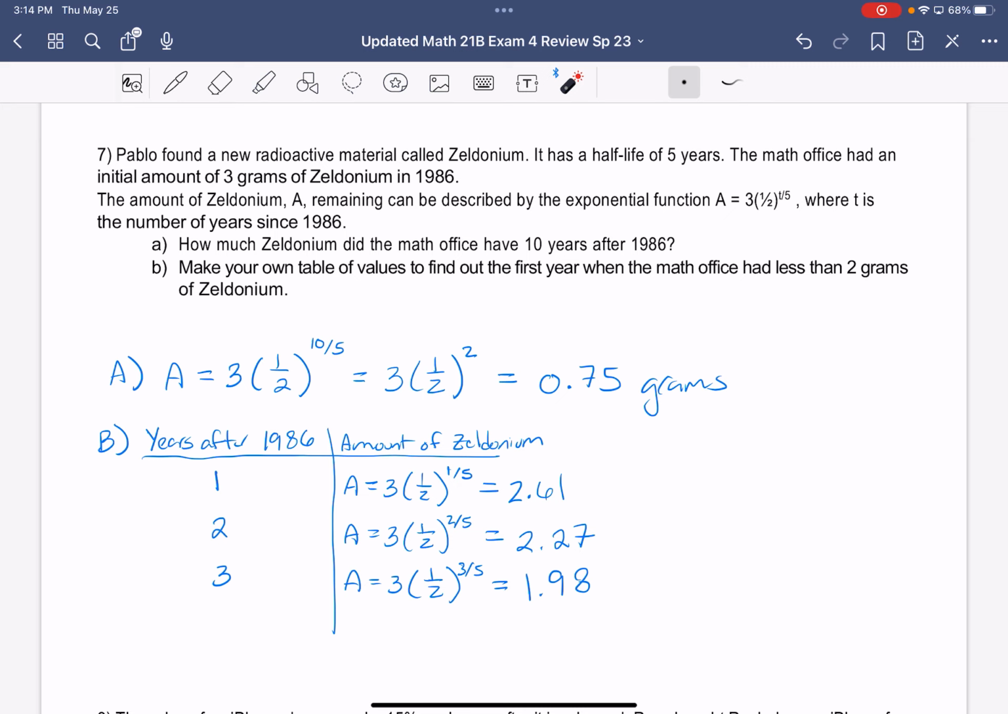But we can't just say 3, right? We need to say what year we're in. So 1986 plus 3 years later will put us in 1989. So in the year 1989, do we finally have less than 2 grams of zeldonium?